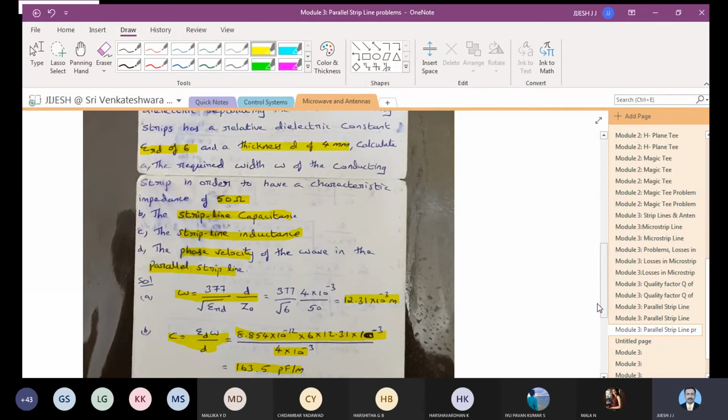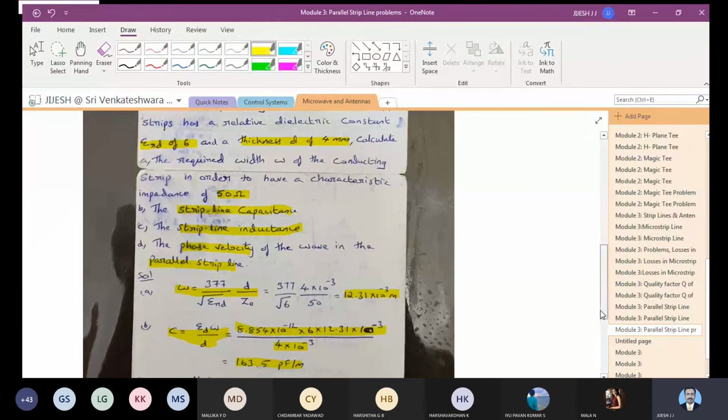Have you all got this answer, 163? Anyone got the answer for inductance? Okay. Use mu naught as well. I think you all know the value for that: 4 pi into 10 to the power of minus 7.